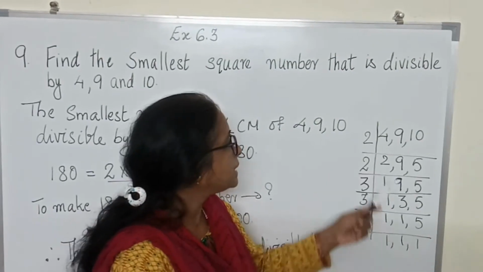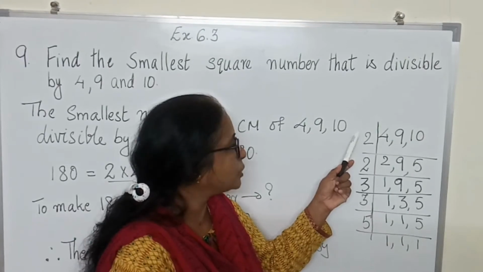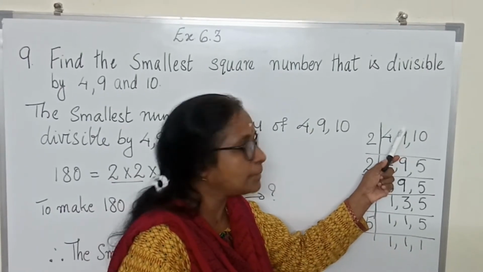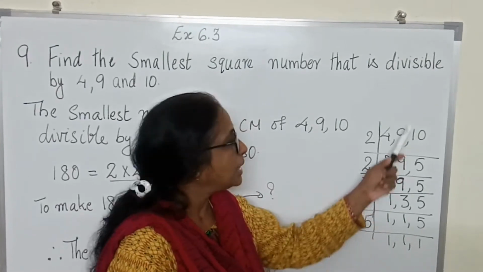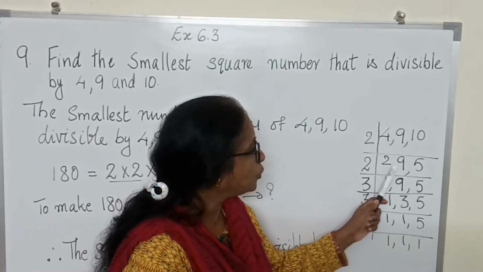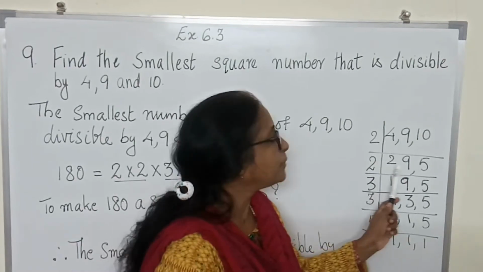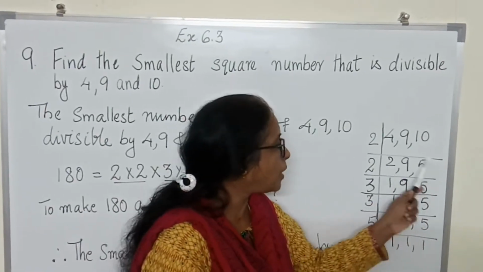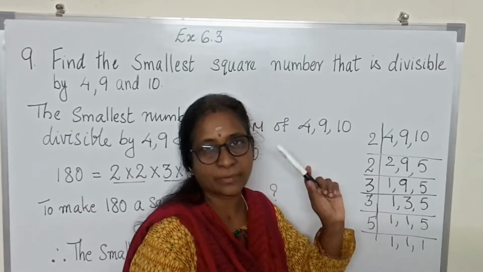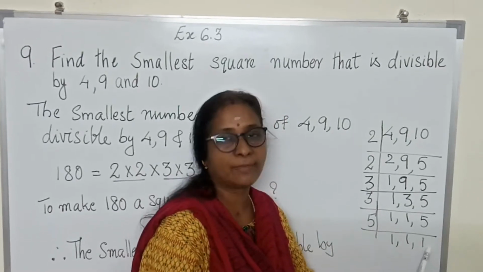Now how to find the LCM? Divide by the prime factors. First prime factor is 2. 4 divided by 2 is 2. 9 is not divisible by 2, so 9 will come down. 10 divided by 2 is 5. Now you see here 2, 9 and 5. All three of them are prime to each other, so if you want to stop here, you can stop and then multiply 2, 2, 9, 5. Otherwise continue dividing till you get 1, 1, 1.